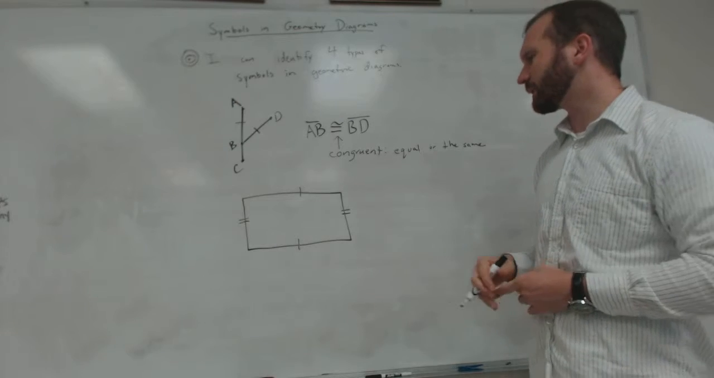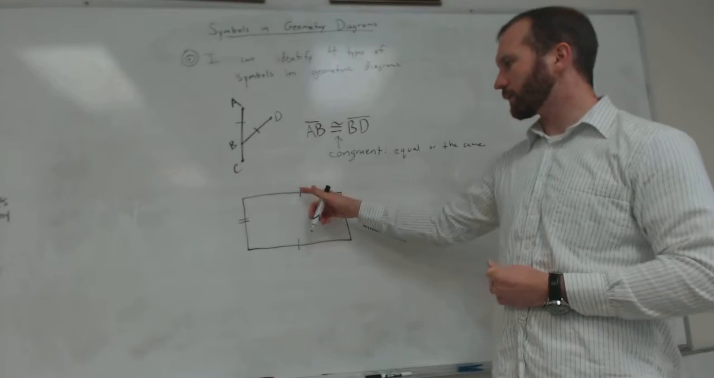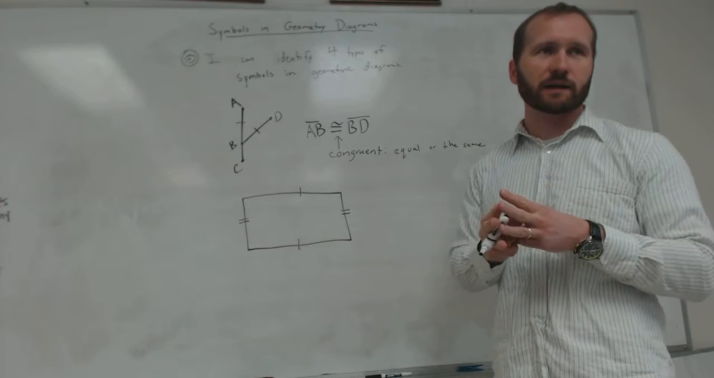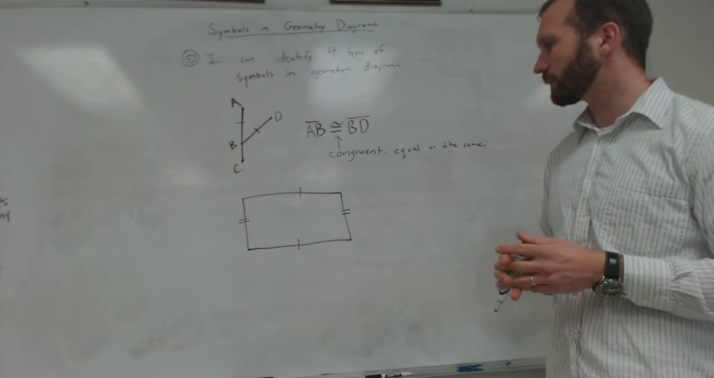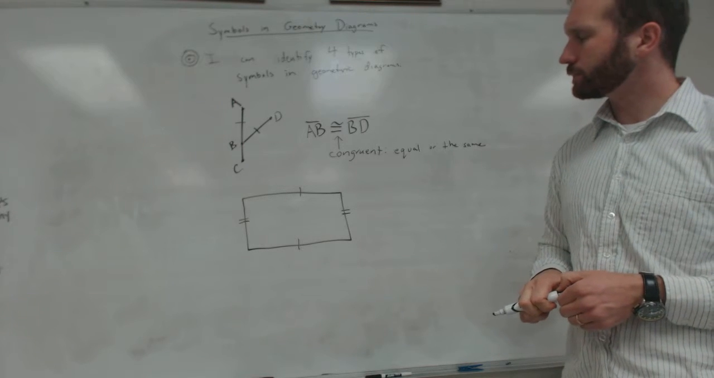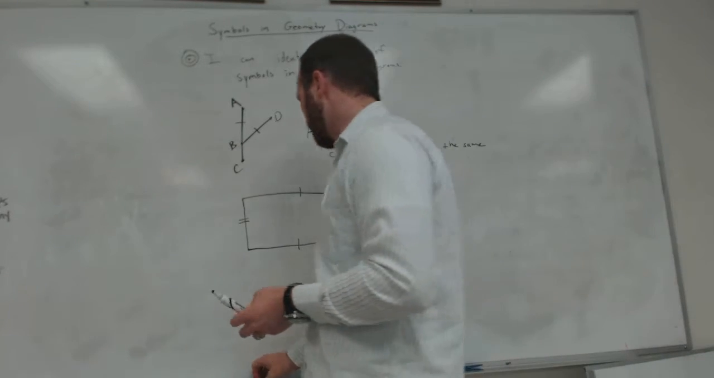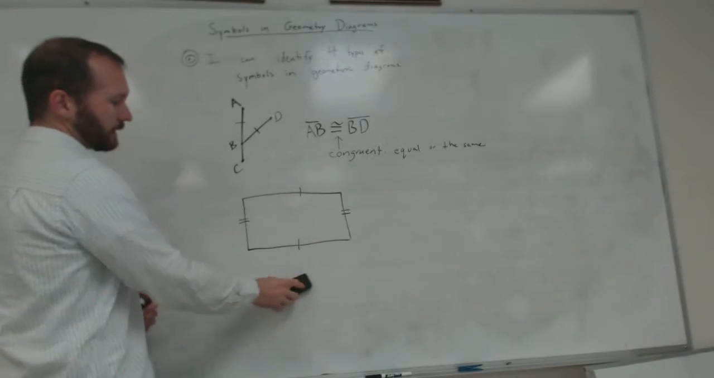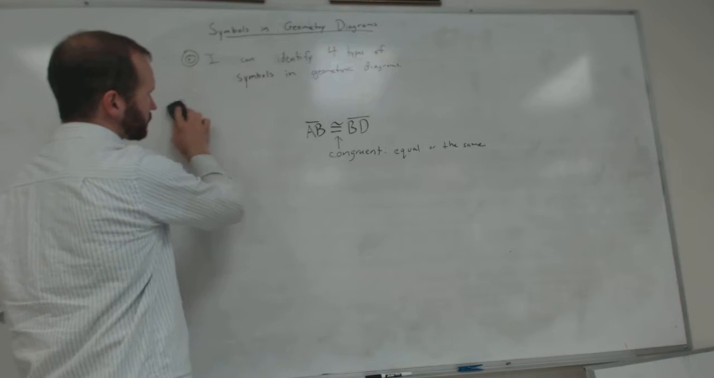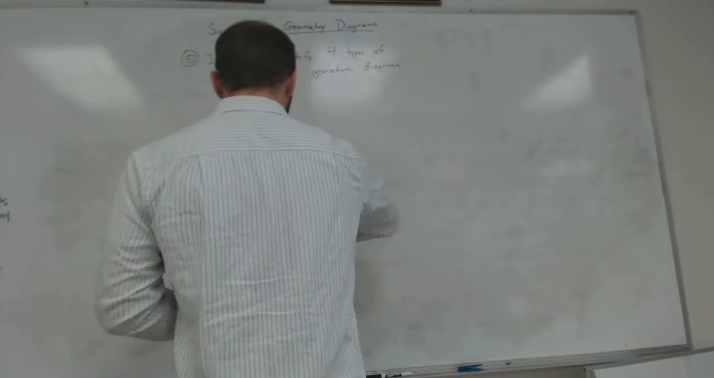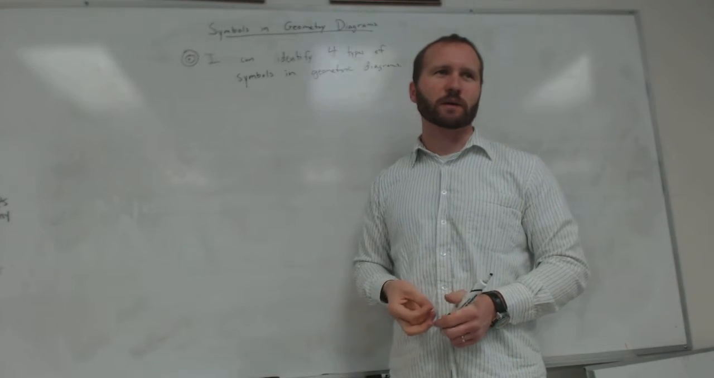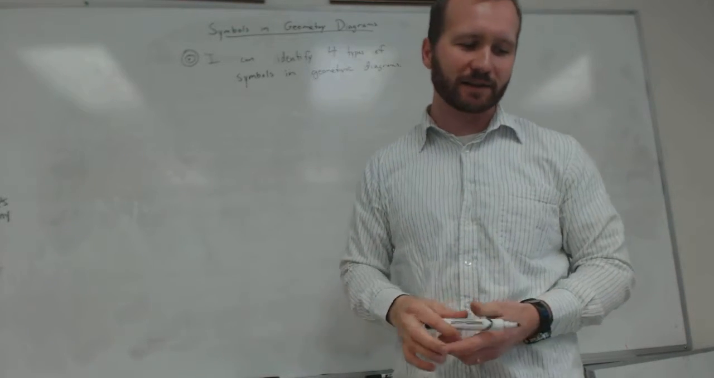And sometimes you'll even see 3 lines, right? So 3 lines and 3 lines would mean the 2 segments that have 3 lines are congruent to each other. Alright, so that's how we show congruent line segments. Lines are never congruent.